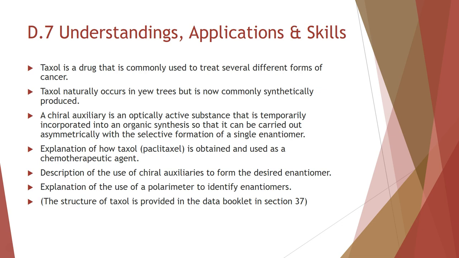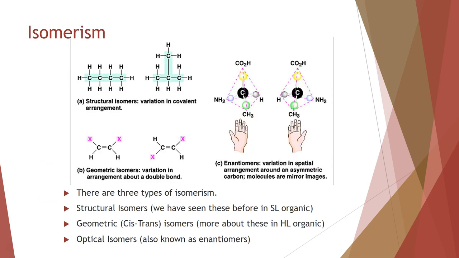So let's get started. Before we can talk about Taxol in detail, we need to remember what isomers are and introduce a couple of new types. So largely there are three types of isomers. Structural isomers, which we have already met in our study of organic chemistry, where we can have branches and put things together in a different way. So same molecular formula, but a different structural arrangement in terms of the length of chain or branches, things like that.